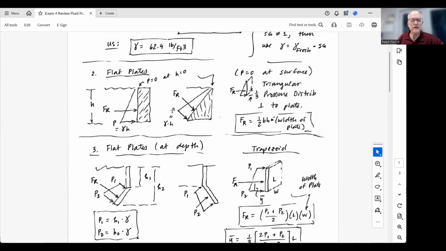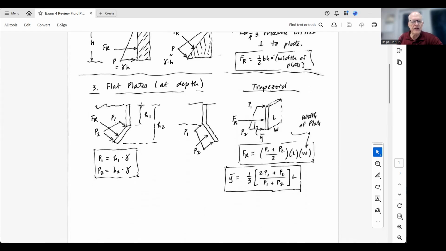You still get a triangle, but now the length of the triangle is the length of that edge, whatever that is. But the pressure is a function of depth. It's not a function of the length of this edge. It's a function of depth. And F_R acts a third of the way up on this triangle. The magnitude of F_R is equal to the area of the triangle, which is 1/2 base times height, times the width into the board. It's easy to forget the width into the board, but pay attention to the problem and don't forget the width into the board. So these are flat plates that reach the surface.